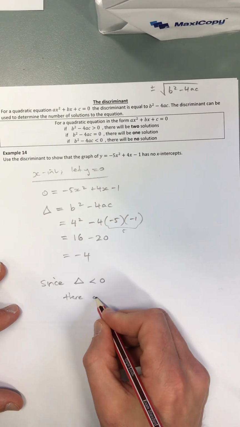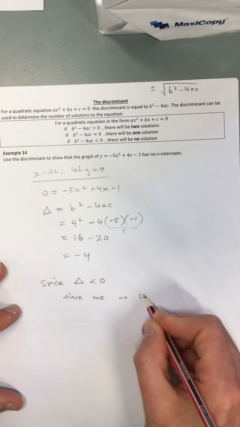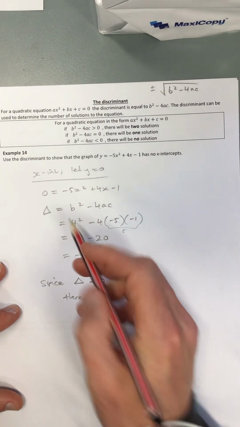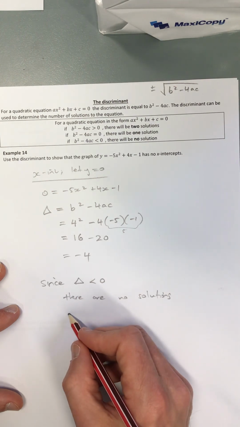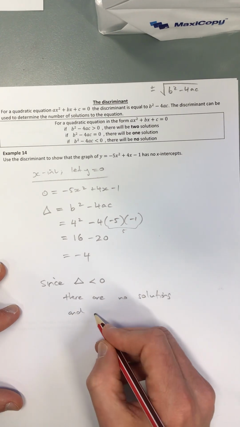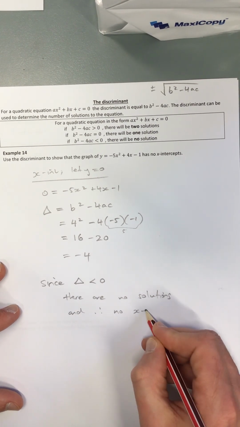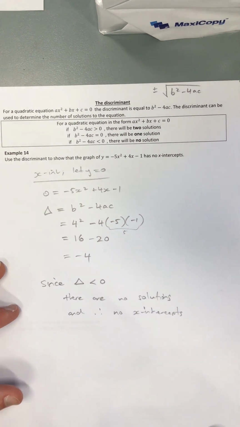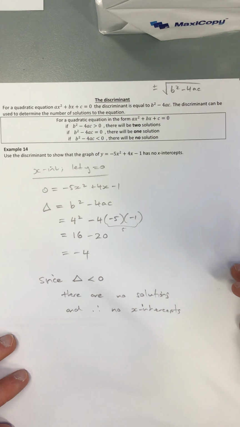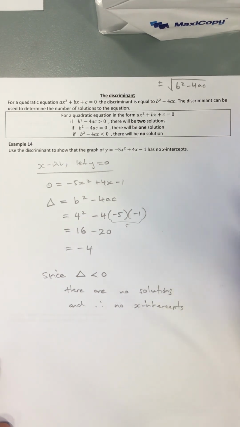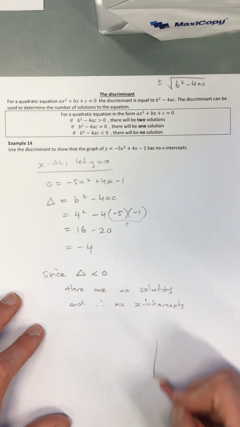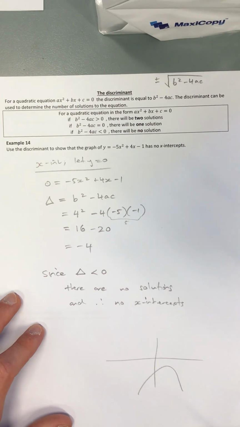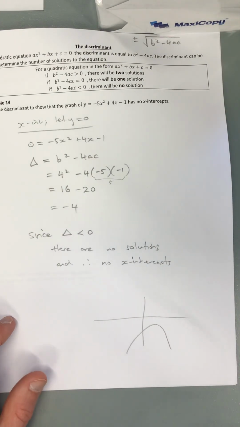there are no solutions to that equation, and therefore no x-intercepts. That graph would not actually cross the x-axis, which is very possible for parabolas. That's a negative parabola, so it must be sitting somewhere like this, where the graph doesn't come up and touch the x-axis, so it just has no x-intercepts.